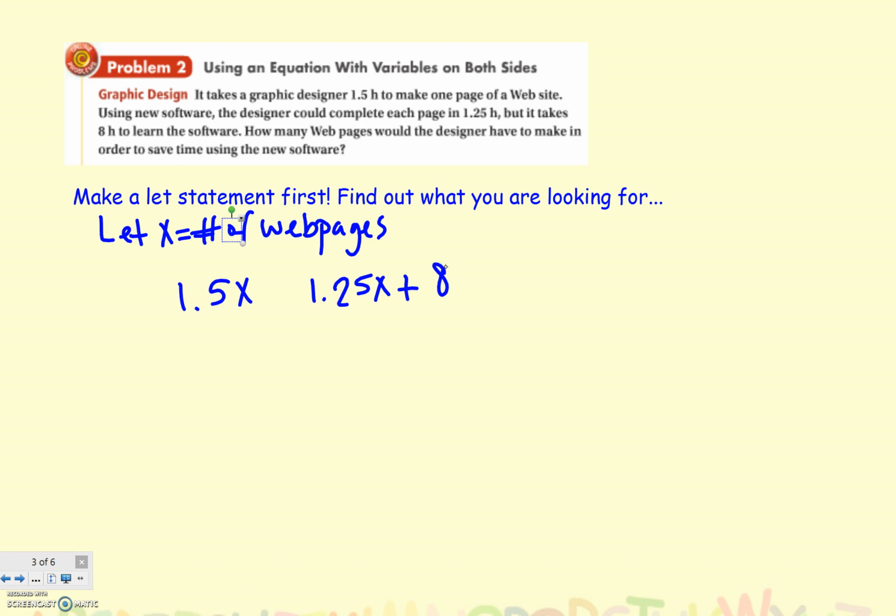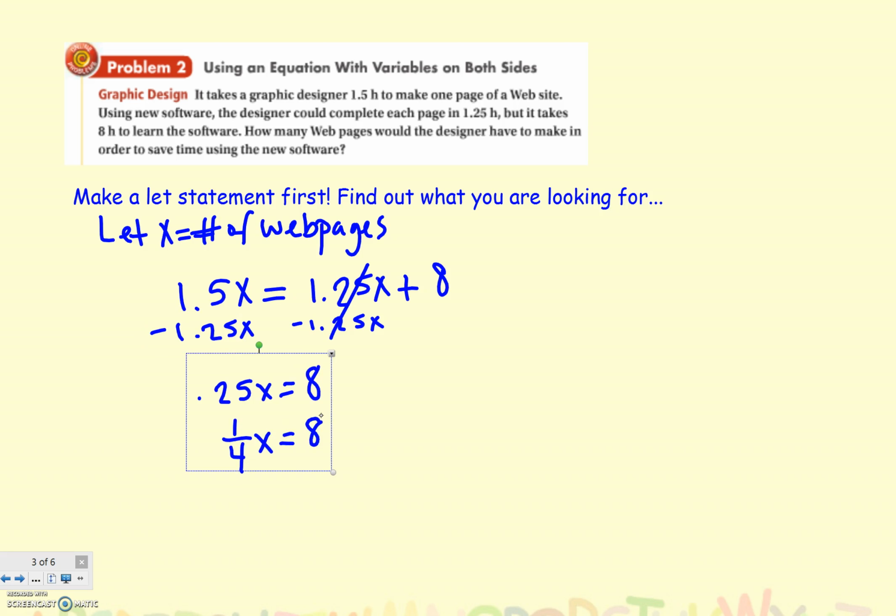So since we're looking to see at what point it's going to be more beneficial to get the new software, we're going to put both of these equal to each other, and we're going to see at what point will it be equal. How many web pages will the amount of time that he puts in be equal? So if I subtract 1.25x, to get the variables together, I end up with 0.25x equals 8. I'm going to change that to a fraction to make it a little easier. 1/4 x equals 8. Because that way all I have to do to solve it is multiply by 4.